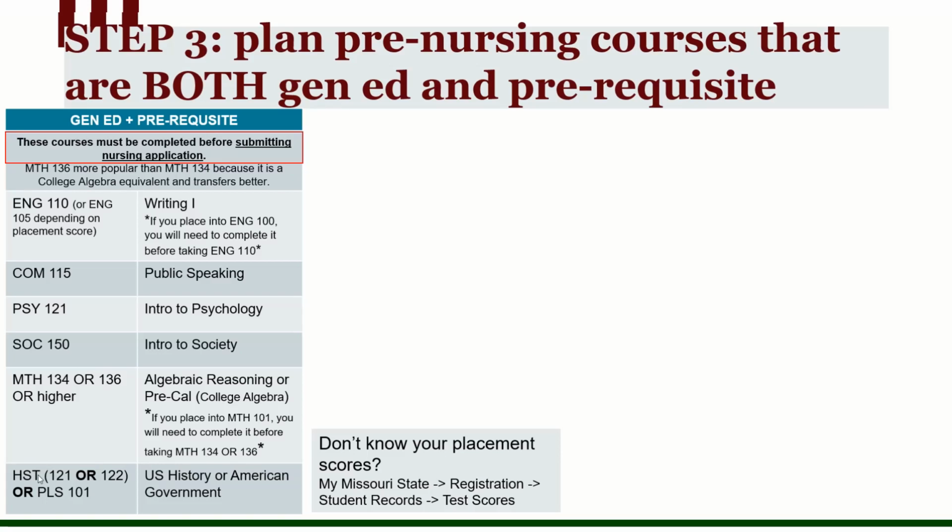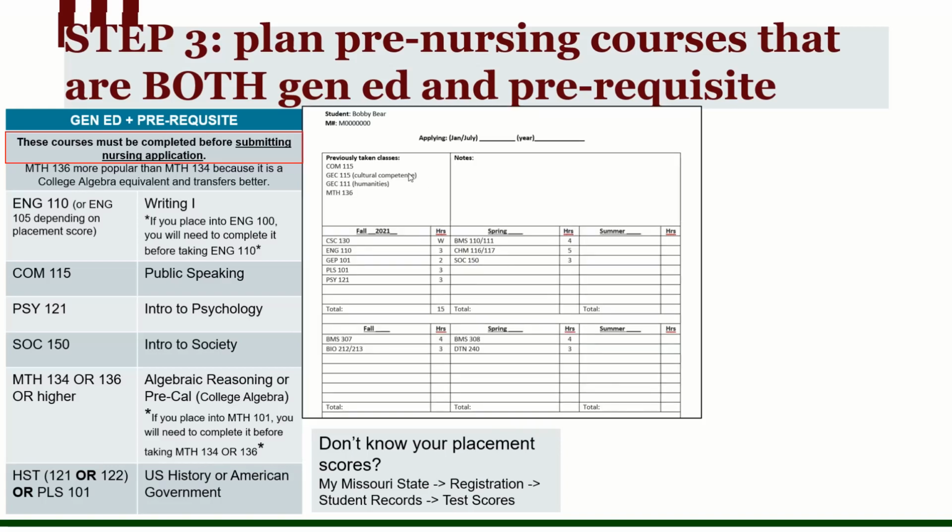You also need to go ahead and plan history or your PLS class. So 121 or 122, or you can go ahead and plan PLS. 122 tends to be more popular because it is later American history, so it's like post Civil War, I believe, to the present. So students tend to be more familiar with it. They tend to prefer it.